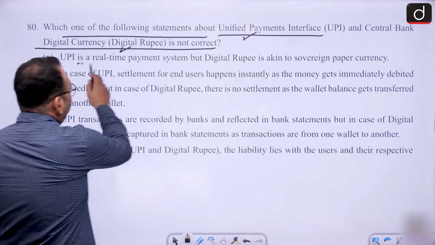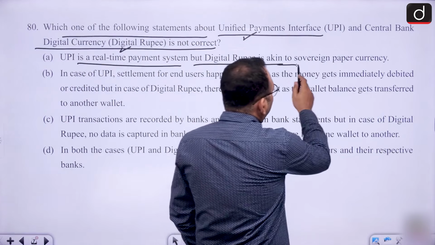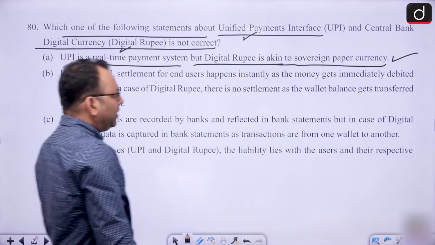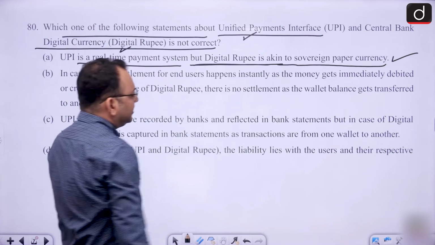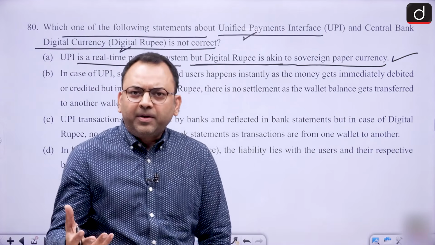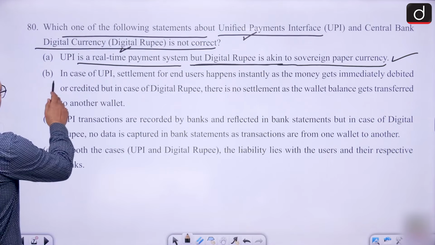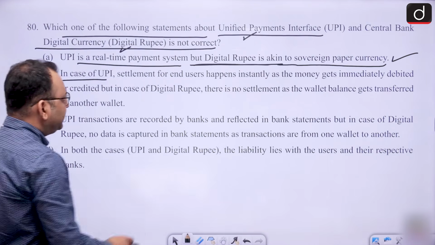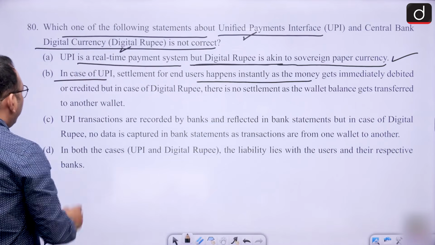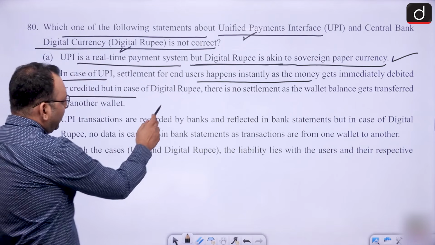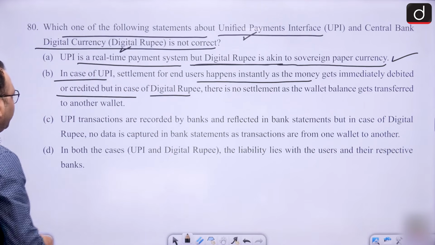UPI is a real-time payment system, but a digital currency or rupee is like a sovereign paper currency. That, friends, is totally correct. It's a true statement, because this is what I have just told you, that it is nothing but a photocopy of a paper currency stored digitally. Second, in case of UPI, settlement for end users happens instantly, as the money gets immediately debited or credited. But in case of the digital rupee, there is no settlement, as the wallet balance gets transferred to another wallet.